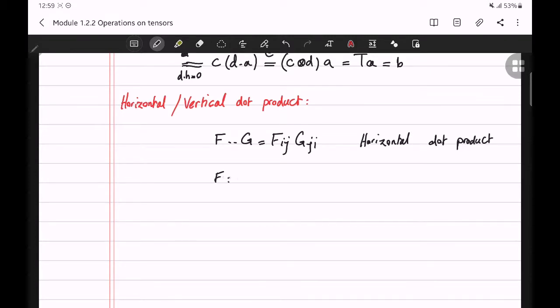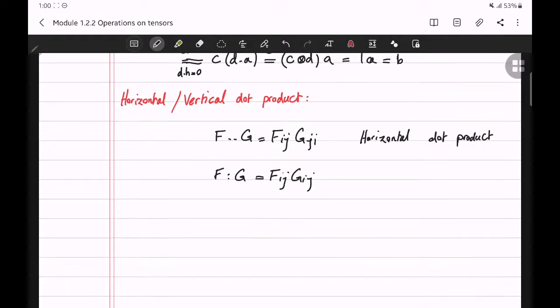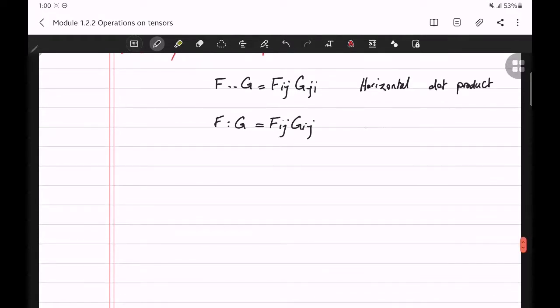And we have F double dot G in the vertical form as F_ij G_ij. This might look a bit weird. So it is like the 1,2 component times the 1,2 component, plus, for example, the 1,3 component of F times the G 1,3 component, and this is the vertical dot product. And you have to remember that these follow the summation convention.